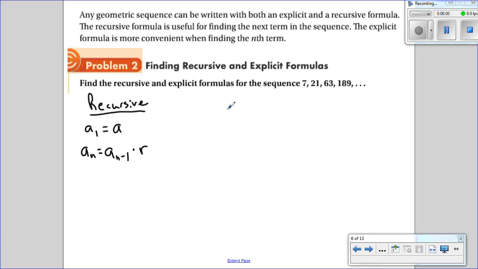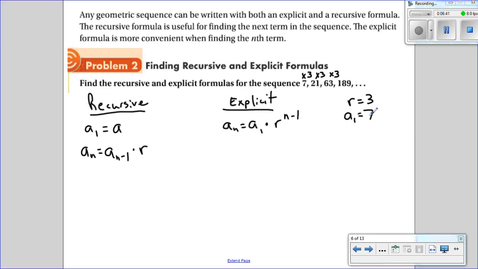Okay. For explicit, for A sub n, we need our first one times our ratio to the n minus 1. Okay? So let's see if we can figure out how do we go from 7 to 21. And the answer is we multiply by 3. Does that same thing work going from 21 to 63? Yes, it does. And from 63 to 189? Yes, it does. So our ratio is 3, our common ratio, and our first term is 7.